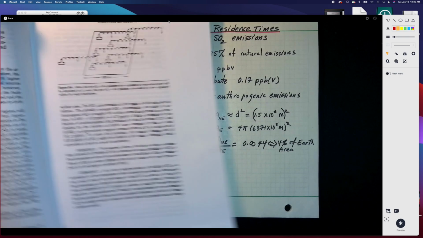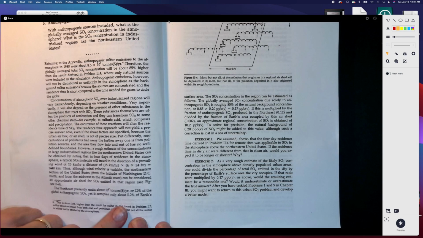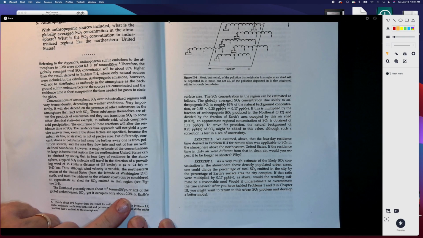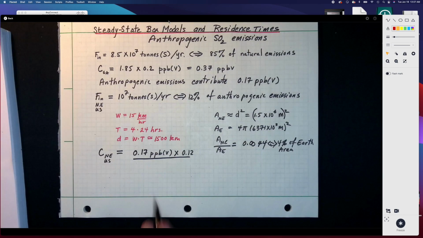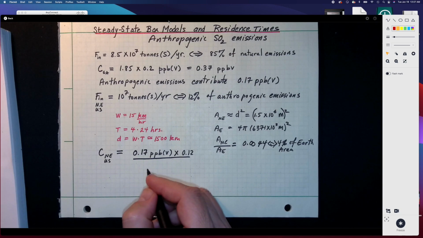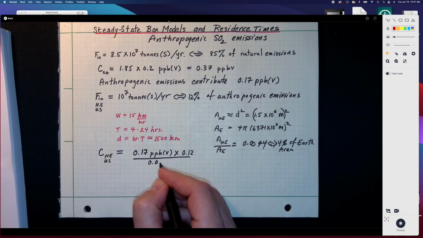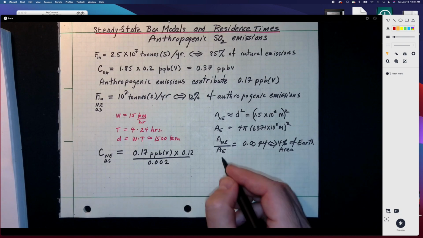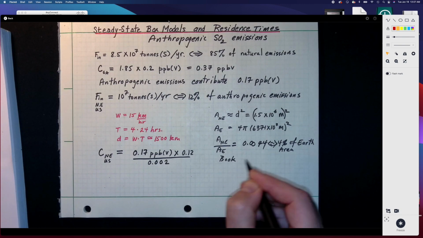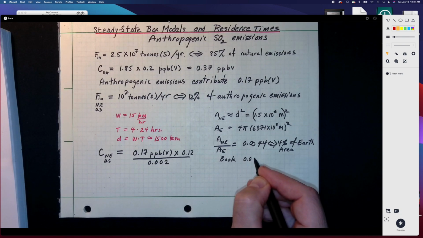And in the book, the number they have, they say that it occupies about 0.2% of the Earth's area. And so we should scale this number up by 0.002, right? 0.2%. So I'm going to use the book's number, 0.002.